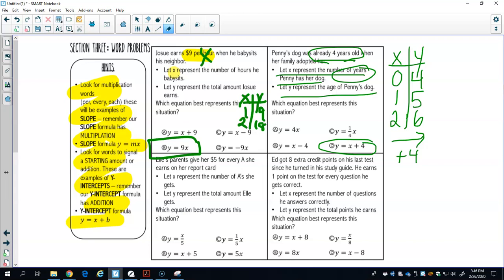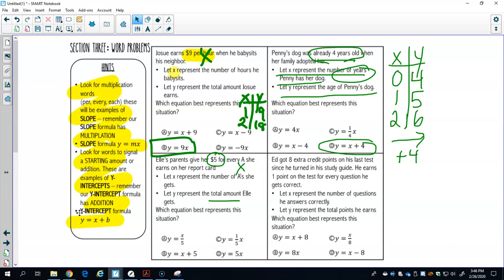The next one, we have Ellie's parents give her $5 for every A she earns on her report card. So we can take a look at this. $5 for every A, and we're trying to figure out, X is the number of A's, so I'm going to use X for the number of A's, and that $5, we're going to do something with that, and then that's going to give us the total amount.